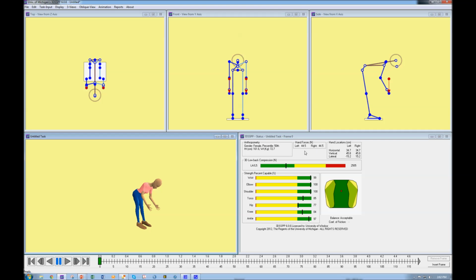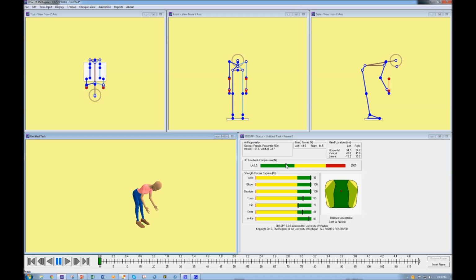What you'll see is the default force in the hands is 44.5 newtons in both the left and the right hands, assuming that this was a symmetrical lift, such that the left hand is doing exactly what the right hand is doing in terms of force exertion. As well, if you look at the hand locations, we see a symmetrical geometric location such that we're saying that this is a symmetrical lift. Right now the ergonomic analysis is occurring with 44.5 newtons in the left hand and the right hand, so we're lifting 44.5 newtons in both hands.